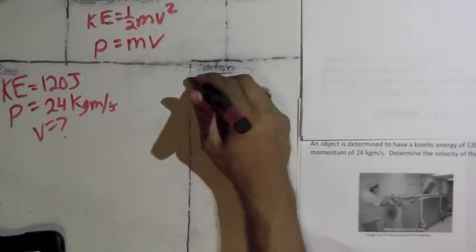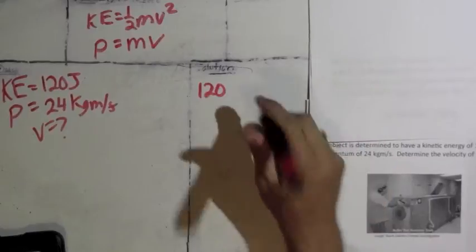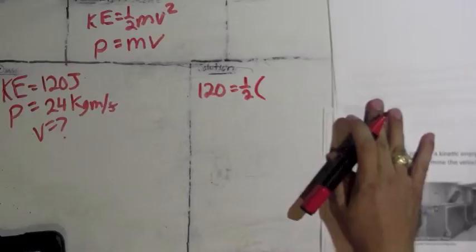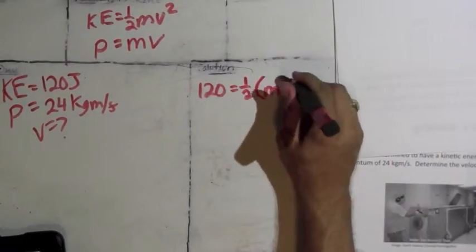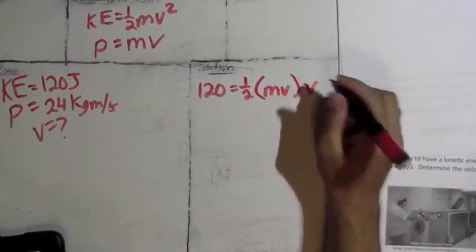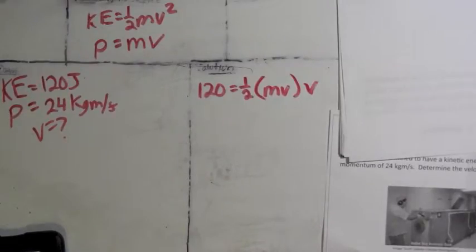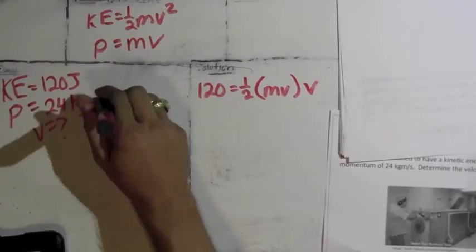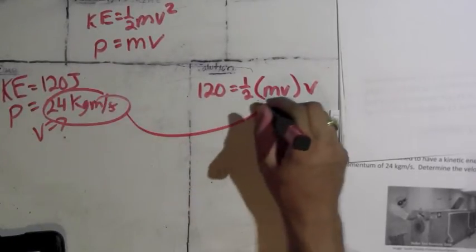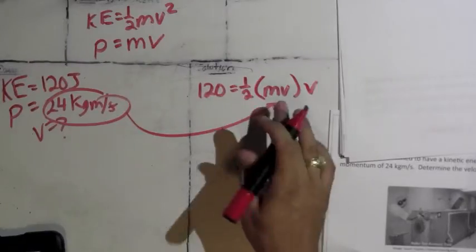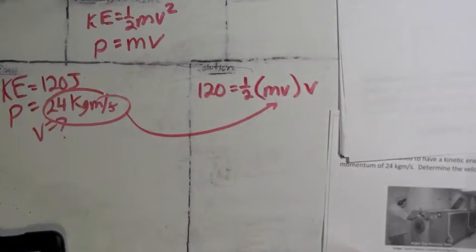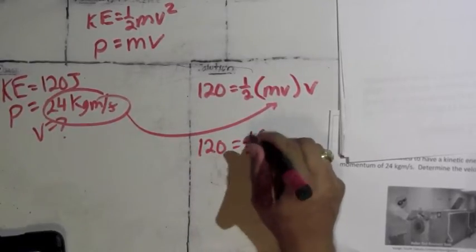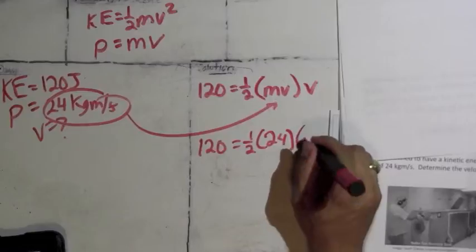Okay, so I can say that 120 is equal to 1/2, and then I'm going to pull this out real quick, mass times velocity times velocity. Realize that momentum is equal to mass times velocity. So if I take this number right here and plug it in right there, what I basically have is an equation in which I don't know the velocity term. I have 120 is equal to 1/2 of 24 times v.